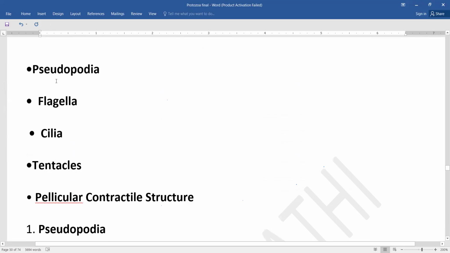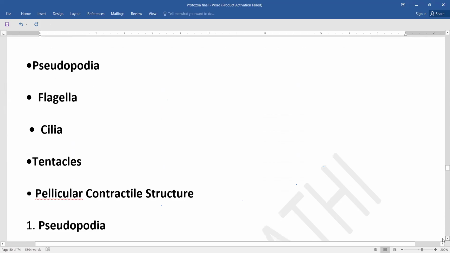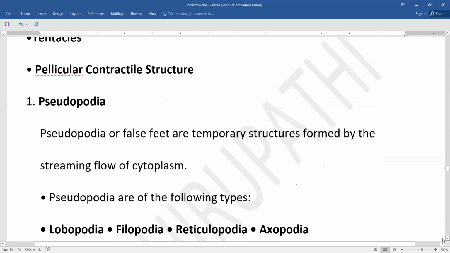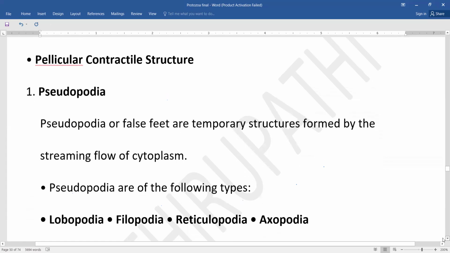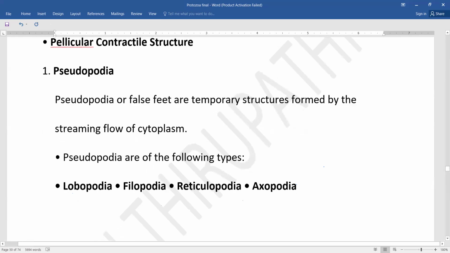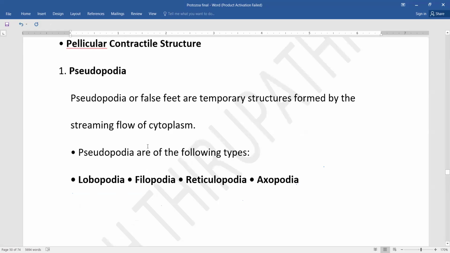So first of all, let's see about the pseudopodia. What are pseudopodia? Pseudopodia are an elongated cytoplasm surrounded by the cell membrane, sometimes with an axial supporting filament. Pseudopodia are false feet. They are temporary structures formed by the streaming flow of cytoplasm. The meaning itself explains that they are not true feet. They form temporarily and disappear again quickly, so they are called pseudopodia.